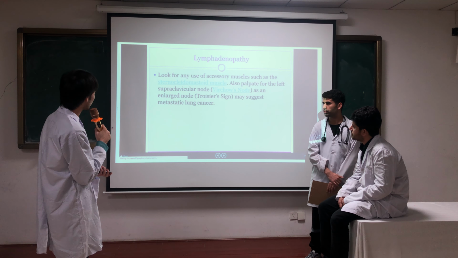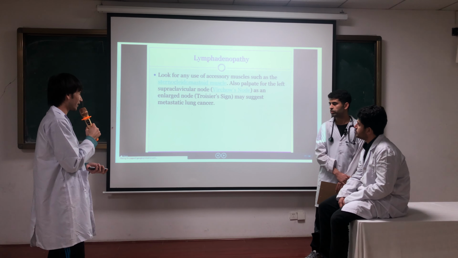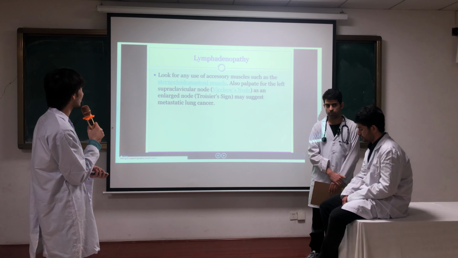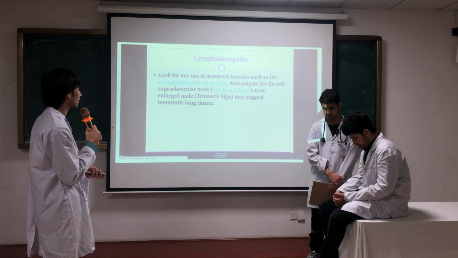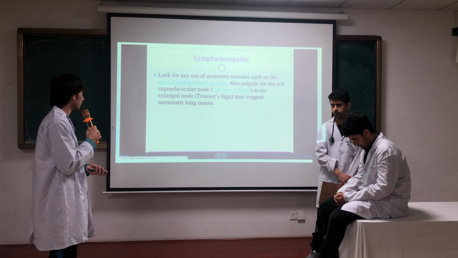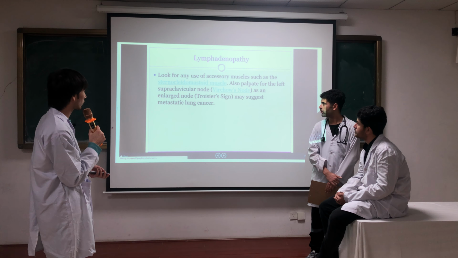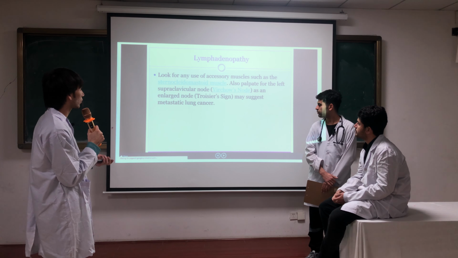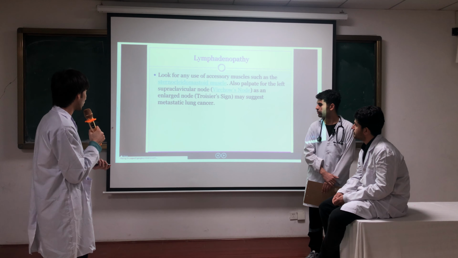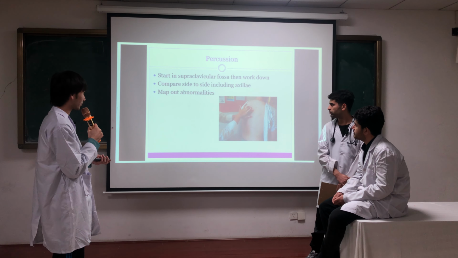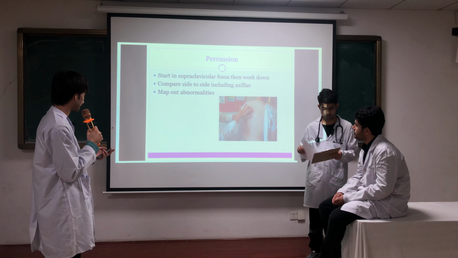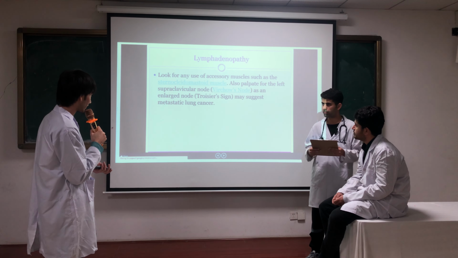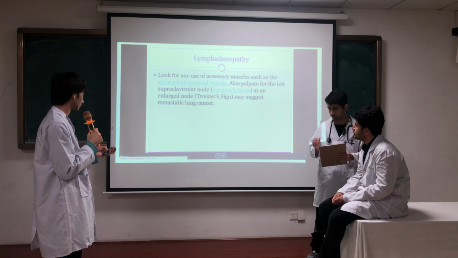Lymphadenopathy. Look for any use of accessory muscles such as the sternocleidomastoid muscle. Also palpate for the left supraclavicular node, which is also called the Virchow node, as an enlarged node may suggest metastatic lung cancer.